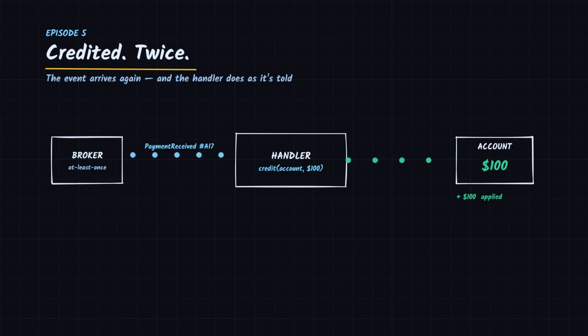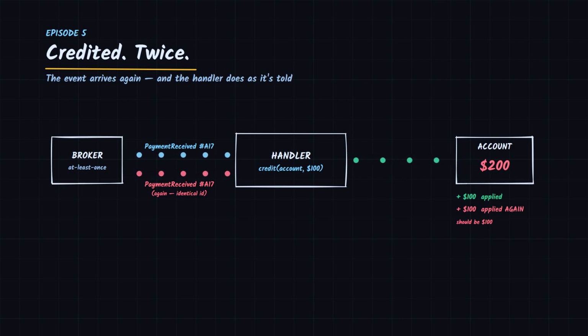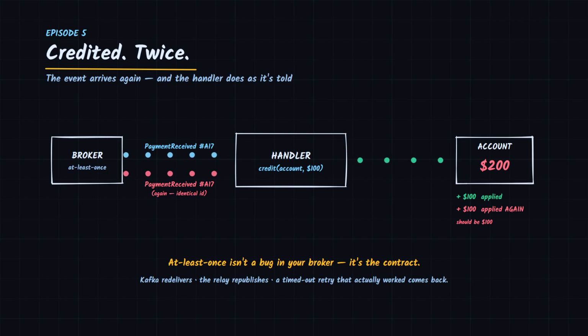This is not an edge case you can push to the backlog, because at least once is not a bug in your broker, it is the contract. Kafka will redeliver after a rebalance. Your relay will republish after a crash. A retry that timed out but actually succeeded will come back around. The question was never whether duplicates happen, it is only whether your handler notices.